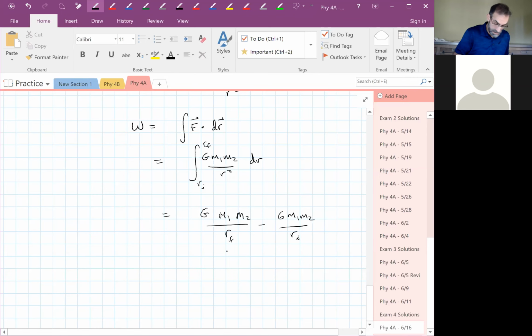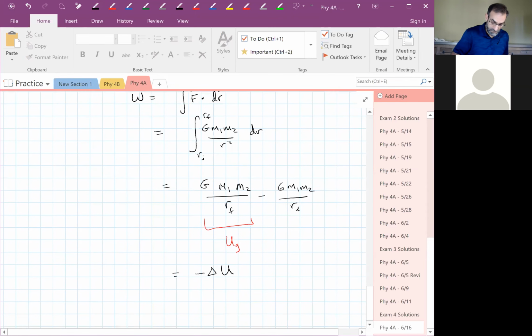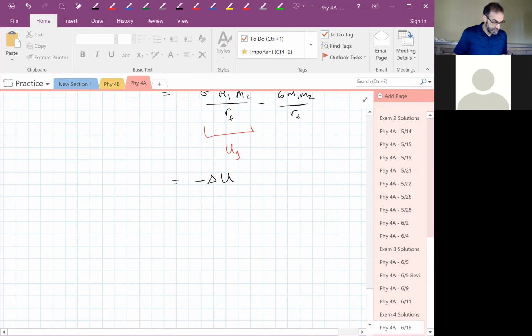And we say this part only depends on the final position. This only depends on the initial position. It doesn't matter how we got from the initial to the final place. All that matters here is where we started and where we ended. Let's call this gravitational potential energy. And what does work have to be? Negative delta U. Did I get negative delta U here?